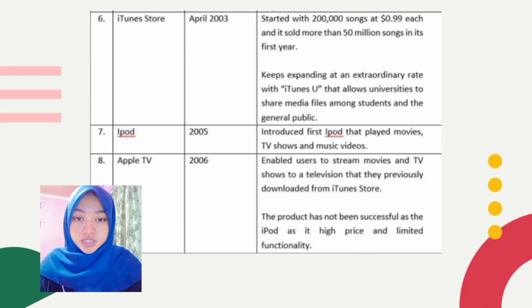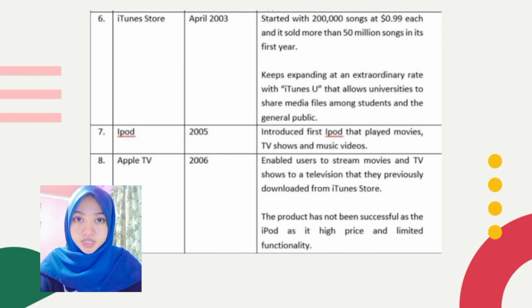The iTunes Store, which was released in April 2003 with 200,000 songs priced at $0.99 apiece, went on to sell more than 50 million songs in the first year. With iTunes U, which allows universities to share media files with students and the wider public, it continues to grow at a breakneck pace. After 2 years, in 2005, Apple released a new iPod. They released the first iPod which could play movies, TV shows, and music videos.